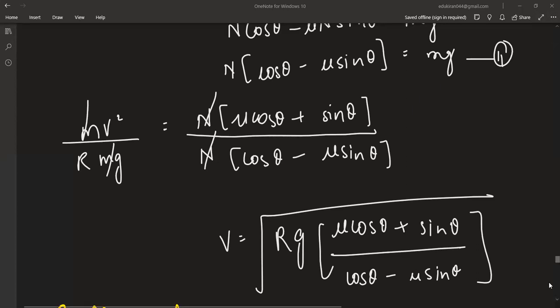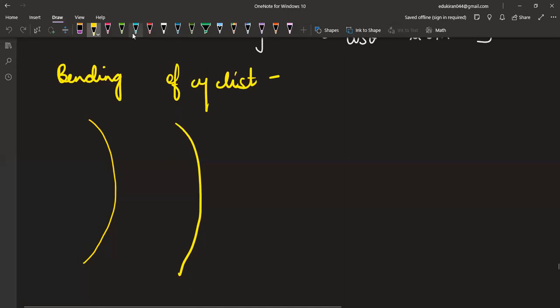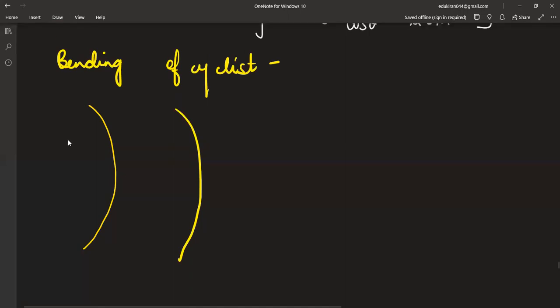Now, one or two points were left to be discussed from here: bending of a cyclist. From this topic, you just have to remember a few details. Suppose the cyclist is at this point. Downwards, mg will be there.